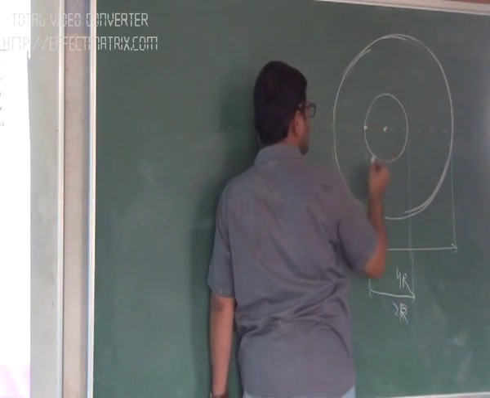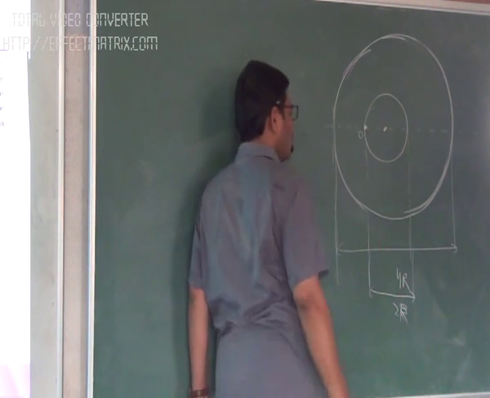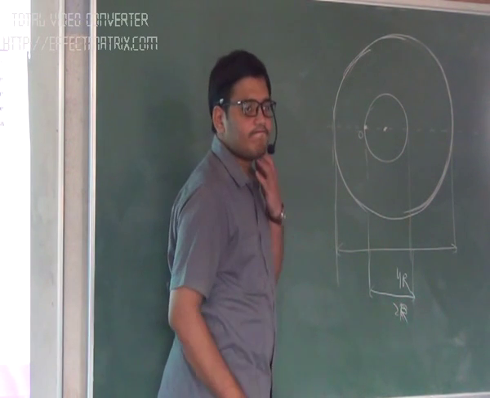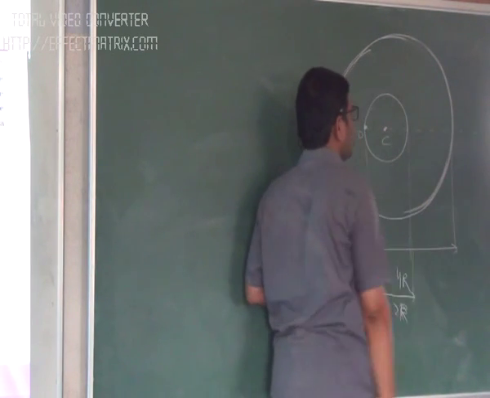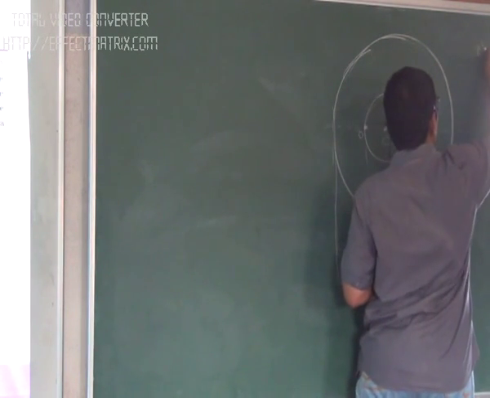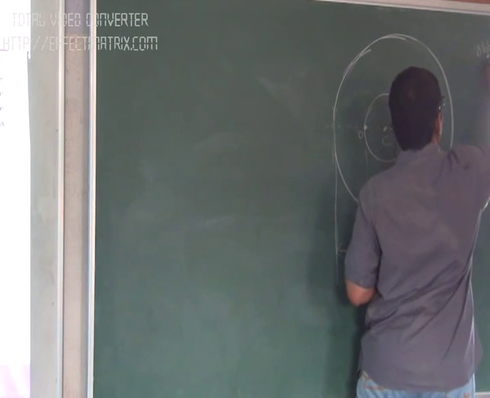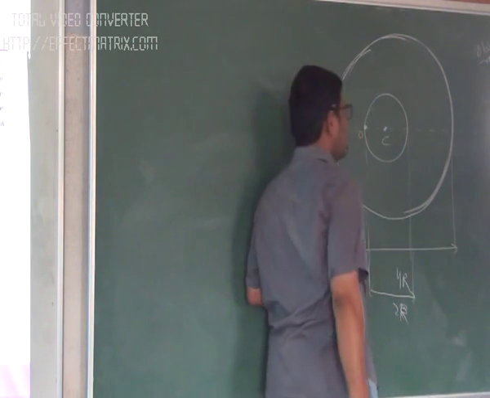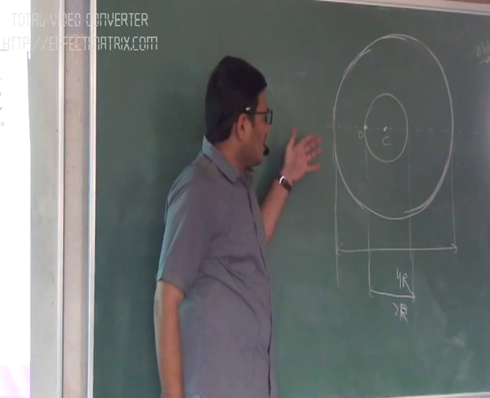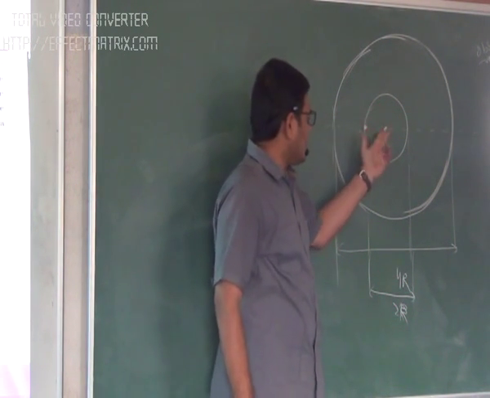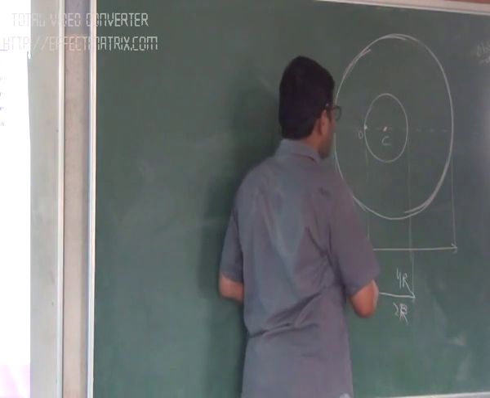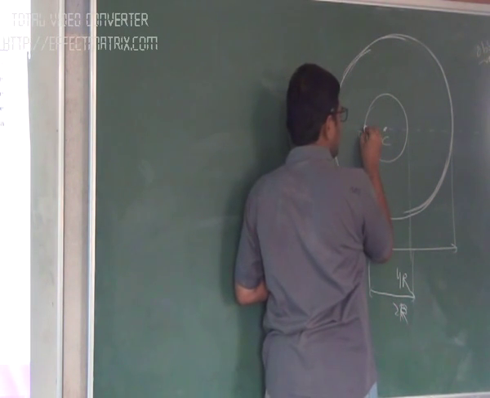Now an object is placed here. Object O. Where is the observer? This is the center, opposite to the center, here is the observer. Okay. Now, what happens? The rays. The ray starts here. First of all, I will take one ray as a standard ray.